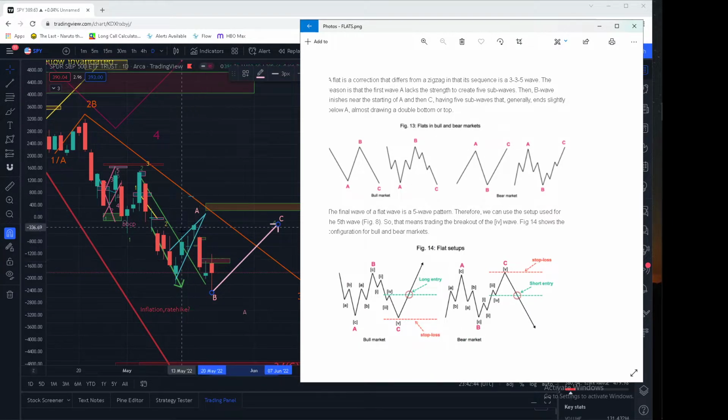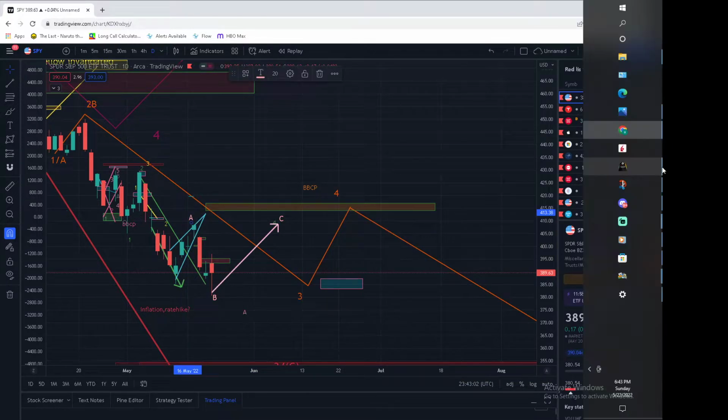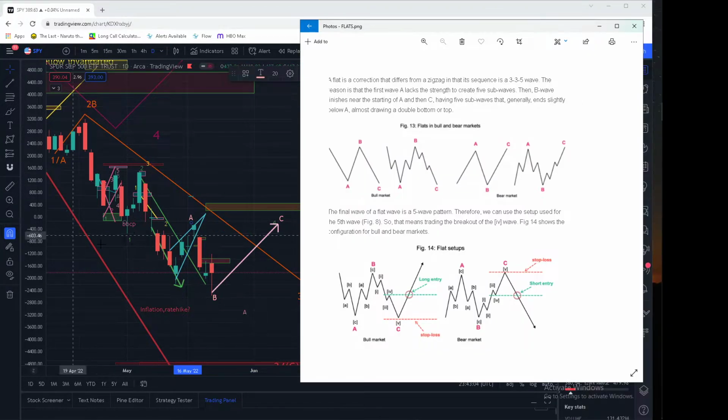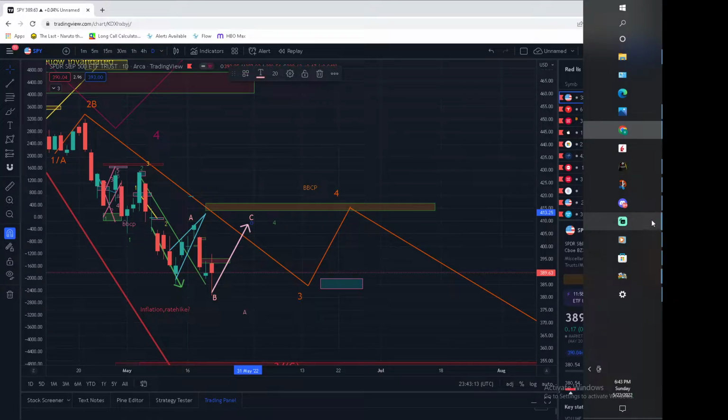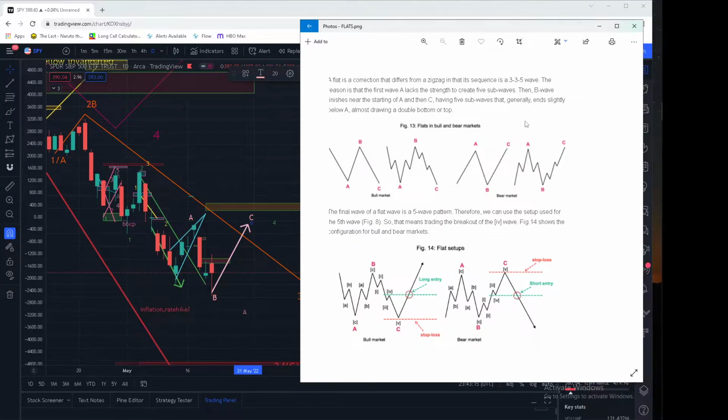So we have your A wave, your B wave, and right now what we're on is the C wave, right? The C wave is going to take us to match this A wave here, because we just had that run to 409. So now it's going to be exactly like this. It's going to come all the way back up to 409. So that's kind of what I'm expecting to happen this week.